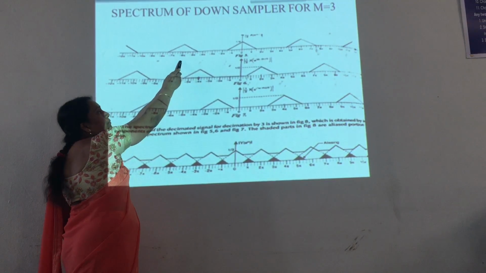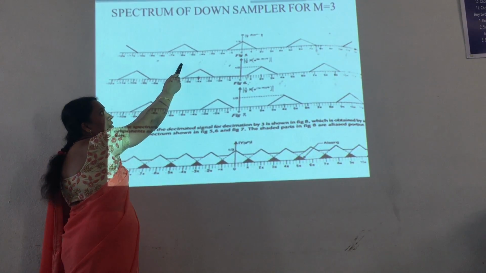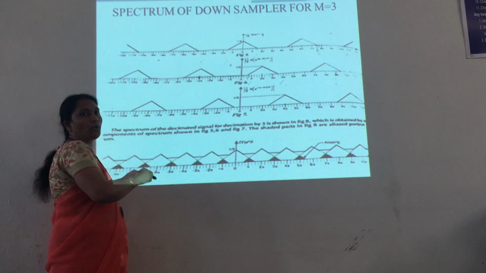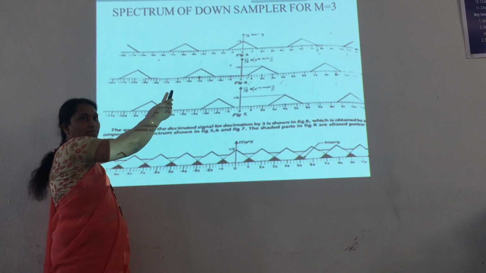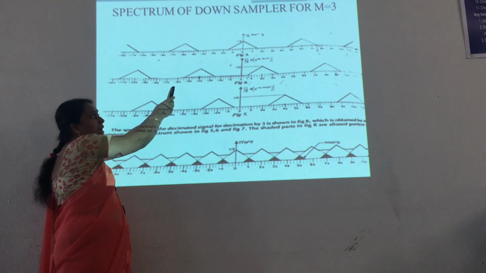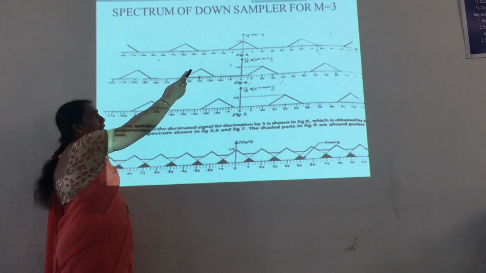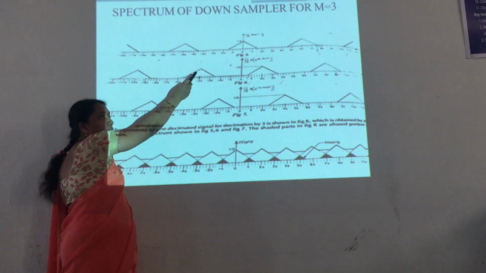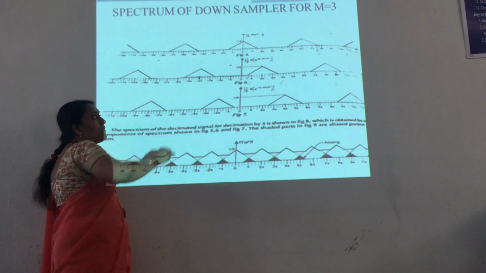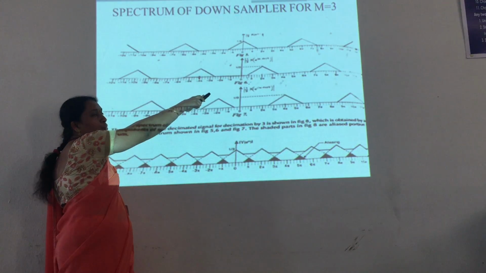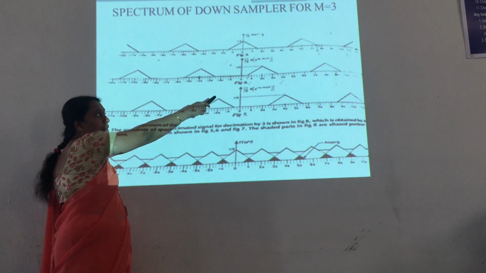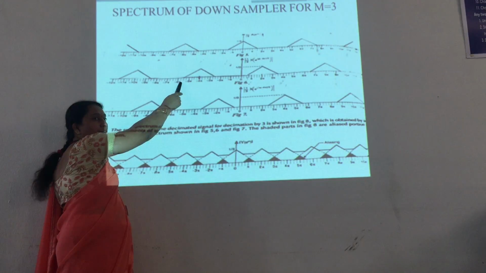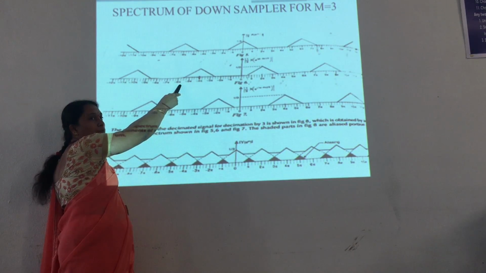See, this is the first component present in the output spectrum. This spectrum is defined from −π to π. The second component is the same as the first spectrum. The only difference is that it is frequency shifted by a factor of 2π. So every spectrum is placed at 2π, 4π and so on. So this is the second component present in the output spectrum of the downsampler.